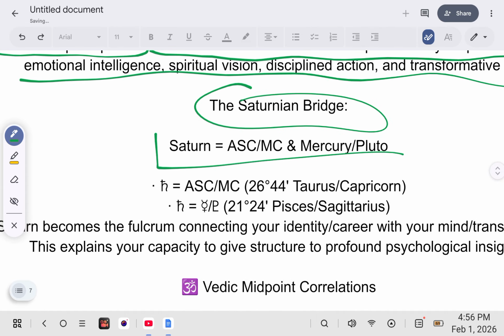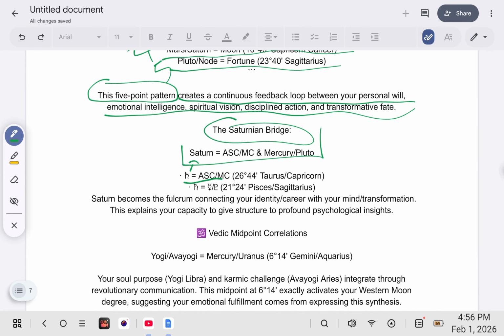Saturnian bridge. So Saturn equals my Ascendant, Midheaven, and Mercury and Pluto. So Saturn equals Ascendant, Midheaven at 26°44' of Taurus and Capricorn. And again, we have Saturn equaling Mercury and Pluto at 24 degrees of Pisces and Sagittarius. So, what does it mean?